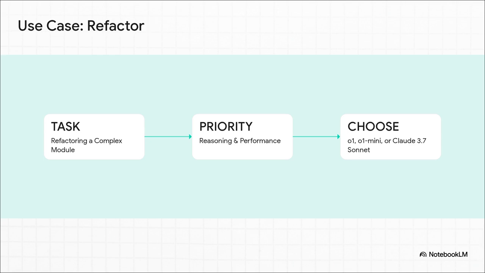All right, let's flip the script. Now you're facing down a gnarly, complex module that needs a serious refactor. Here, you couldn't care less about split-second speed. What you need is a deep thinker, a model that understands logic and structure. This is the perfect job for O1, O1 Mini, or Claude 3.7 Sonnet.